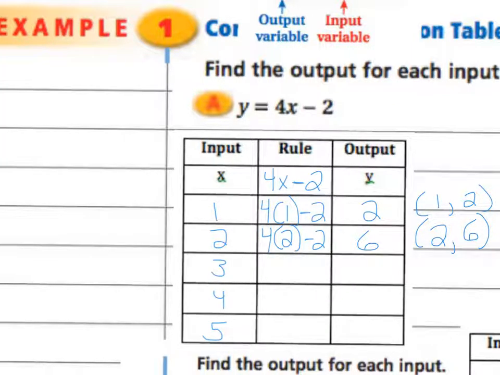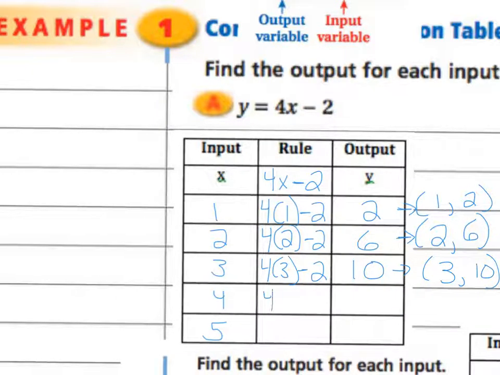And you can see, remember that you can make ordered pairs right out of this table. For the next one, I'm going to put in 3 for x and see what I get out for y. So I would do 4 multiplied by 3 is 12, and 12 minus 2 is 10. So this would give me when x was 3, y was 10.